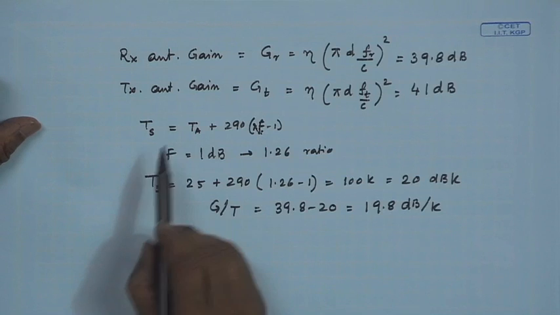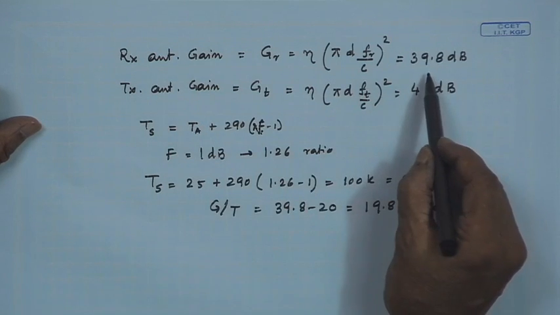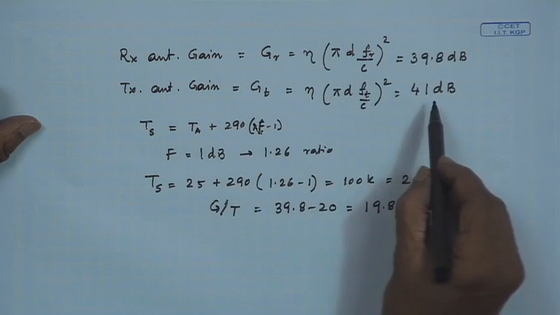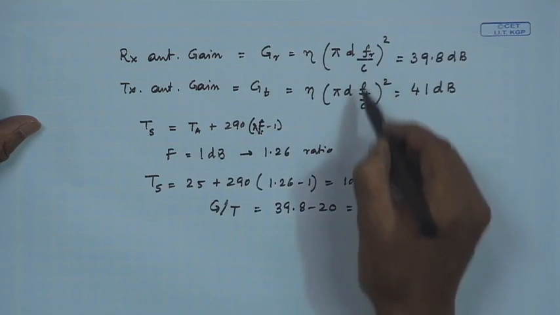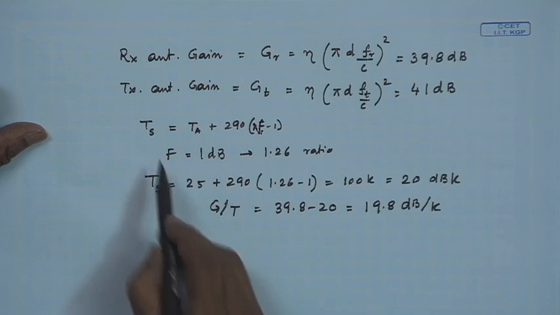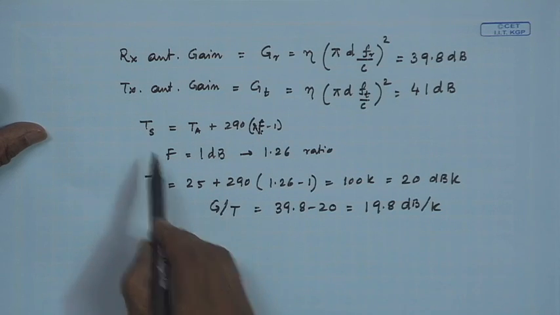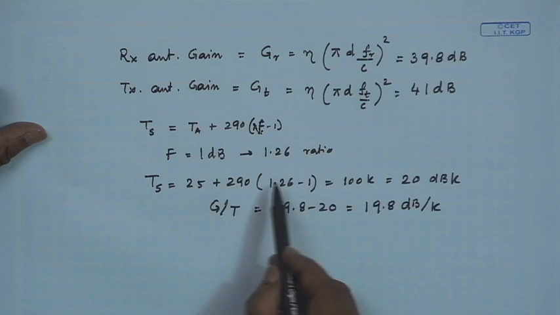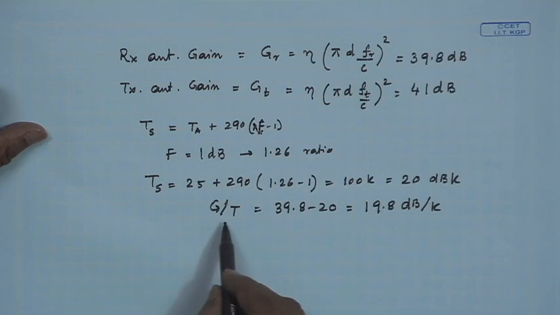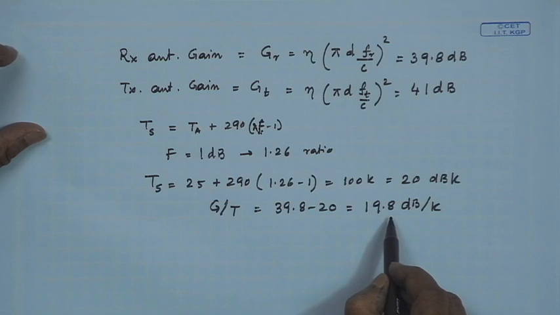We were calculating the receive antenna gain, got 39.8 dB, transmit antenna gain is 41 dB, both for VSAT. For different frequency it is different, and we tried to calculate the G by T. For that we have seen the receive noise temperature based on the figures which are given. We got T as 20 dBK and G by T as 19.8 dBK.